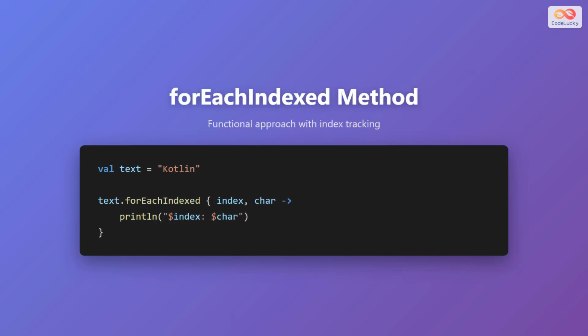The forEachIndexed method combines the benefits of functional programming with index access. It provides both the index and the character in its lambda expression. The first parameter is the index, and the second is the character. This method is perfect when you need positional information while maintaining a functional programming style. It's cleaner than using a traditional loop with indices.